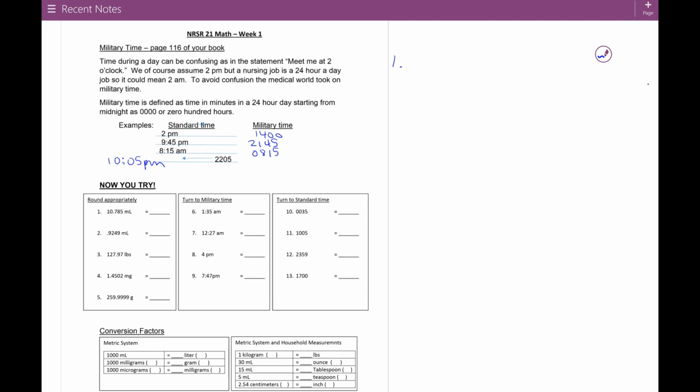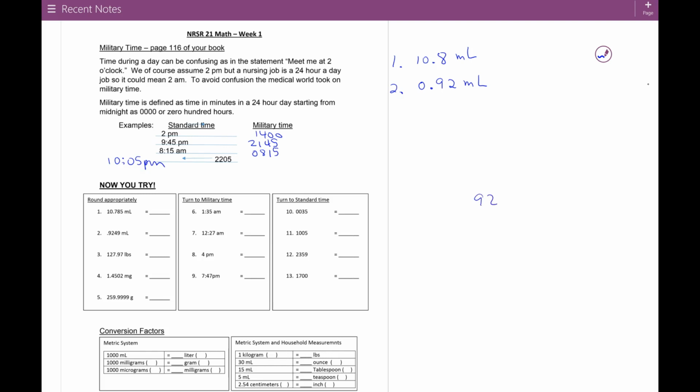So number 1, if we round it, we would round to 10.8 milliliters because it's more than 1 milliliter, so we round to the nearest tenth. Then number 2, the leading 0 is missing, and then if it's smaller than 1 milliliter, we round to the nearest hundredth, or 2 decimal places.